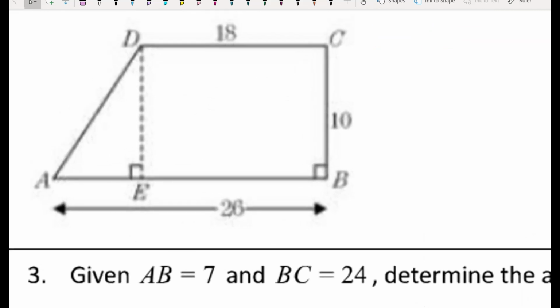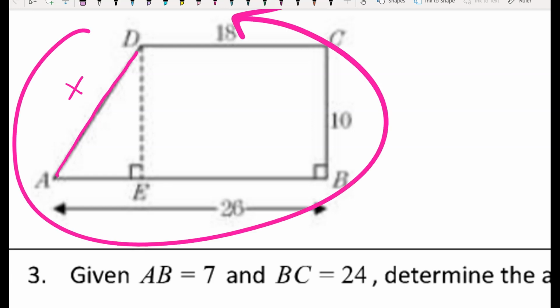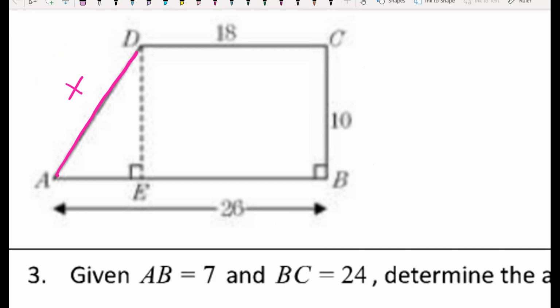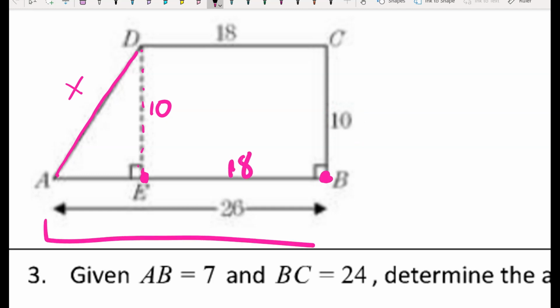Now notice you actually have 3 out of 4 sides, but you're missing this slanted side here of that right triangle on the left. Because remember, the perimeter is just the sum of all the sides around the edge of a figure. Well, I've got a right triangle here. I know that vertical piece is going to be 10 because the opposite side is 10 there. And I know from E to B is 18 units. And if the whole base on the bottom is 26, that must mean AE is 8.